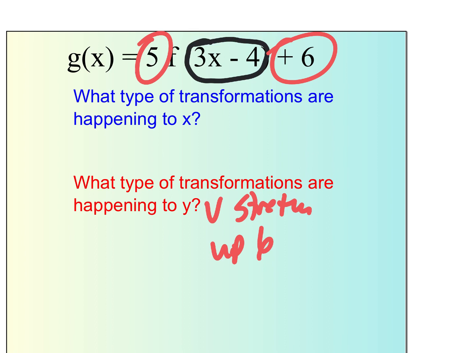We would go right 4, and we'd also make it 1/3 as wide. Because of this 3 here. It seems like it should be 3 times bigger. Stretch 3 times. Can't trust it. 1/3 as big. 1/3 as wide means it's shrunk a lot.